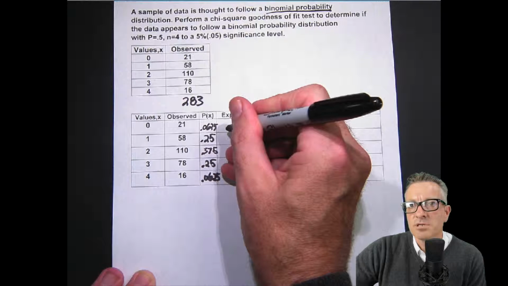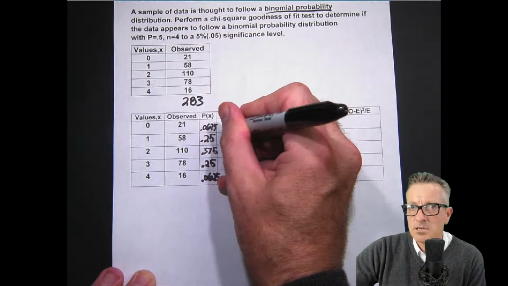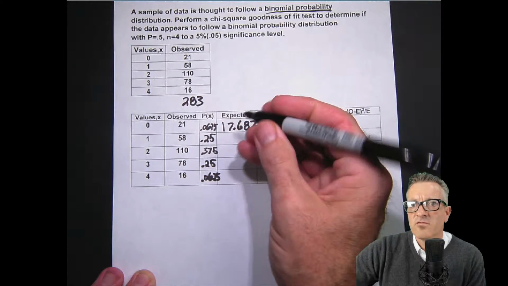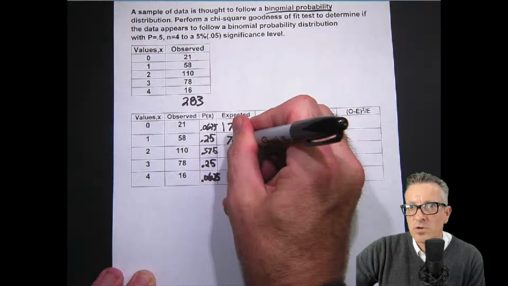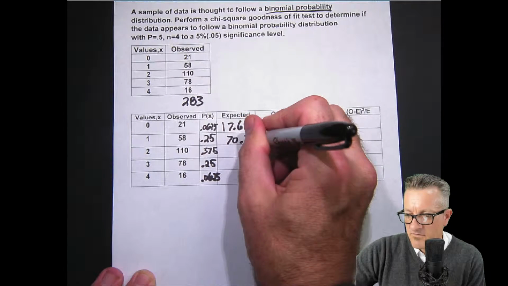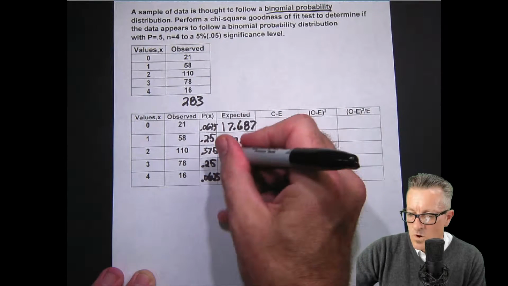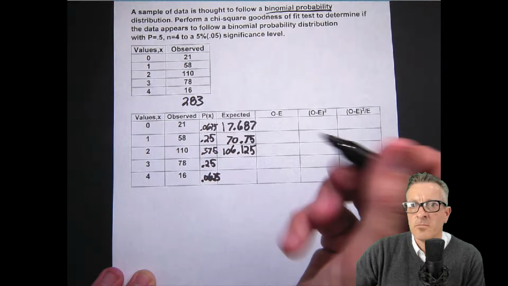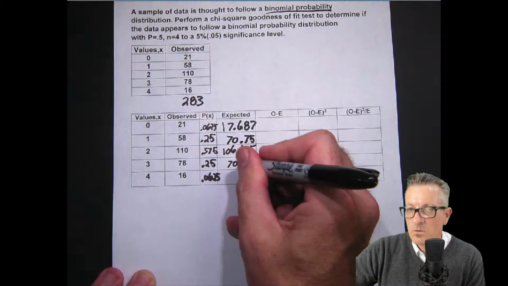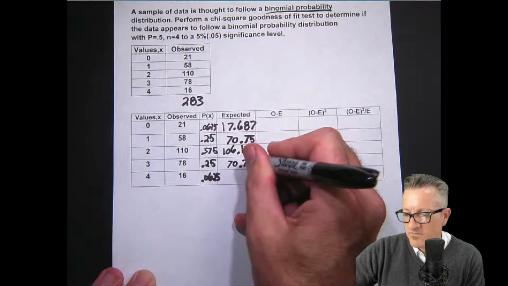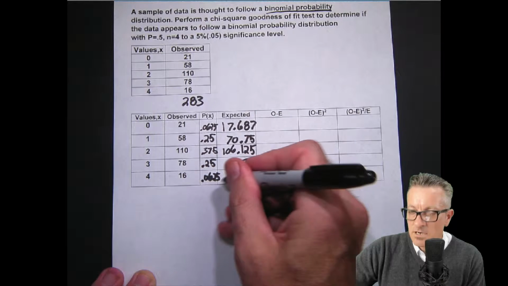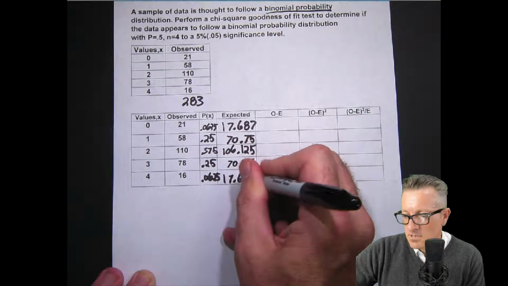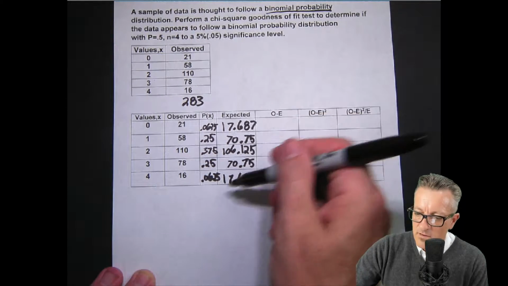I'll write in the numbers here. We get 17.687, and then for the next one we get 70.75, and then we get 106.125, and then we get 70.75, and then the last one 7.687. You see the pattern there, the way it works.